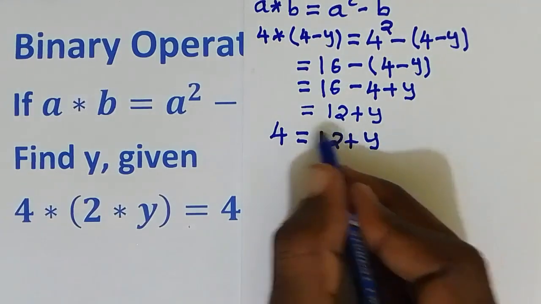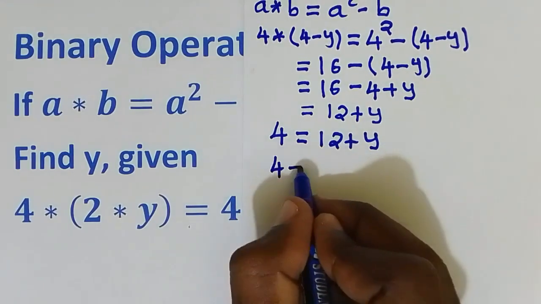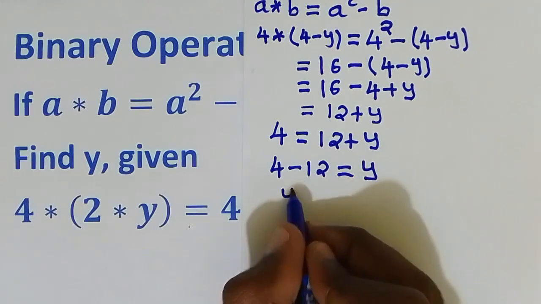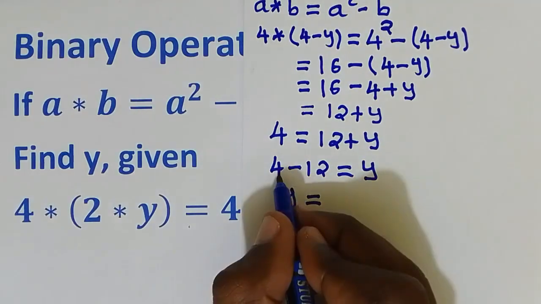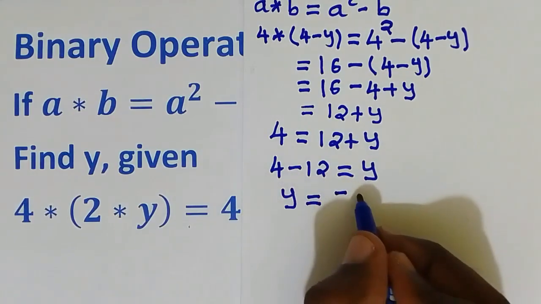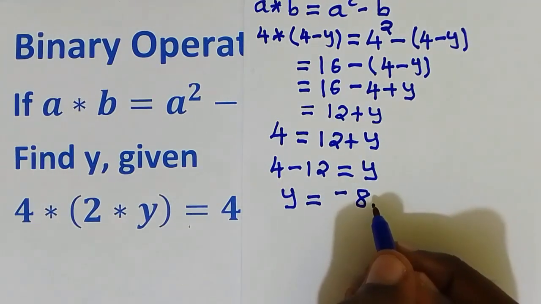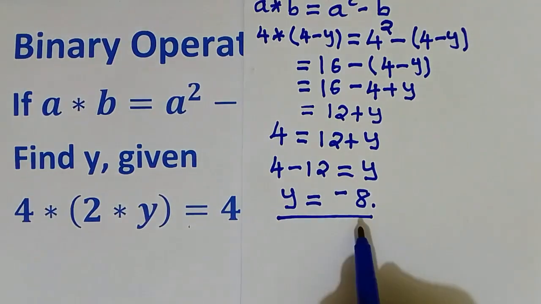I'll bring y to the left hand side. 4 minus 12, this is equal to y. So we get y is equal to 4 minus 12. This is equal to minus 8. The value of y is equal to minus 8.